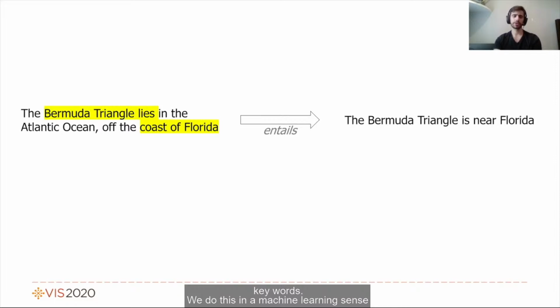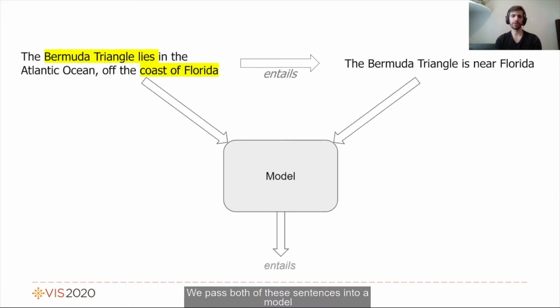When we do this in a machine learning sense, we pass both of these sentences into a model, and it predicts with relatively high accuracy that it is entailment. However, with deep learning, it's hard to understand what models are learning, and we want to see, do these models actually pick up on the relevant information for solving these tasks?